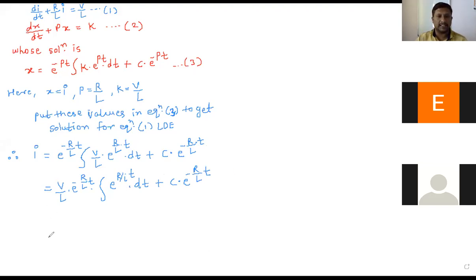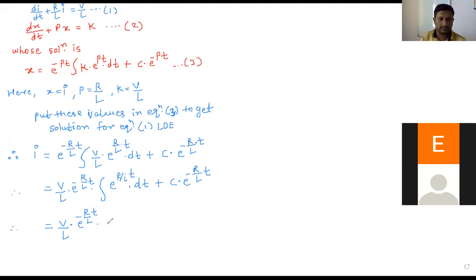So what is the integration of this term? What is the integration? Exponential term. V by L as it is. E raised to minus R by L into t, I will keep as it is. What is the integration of this term with respect to time t? E raised to R by L t upon R by L into t as it is. Divided by काय? Multiply by.